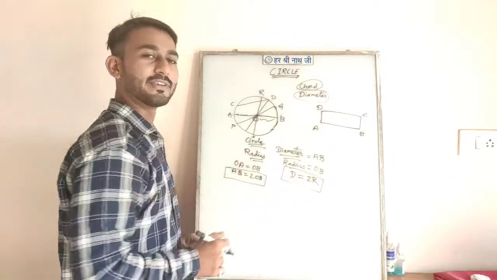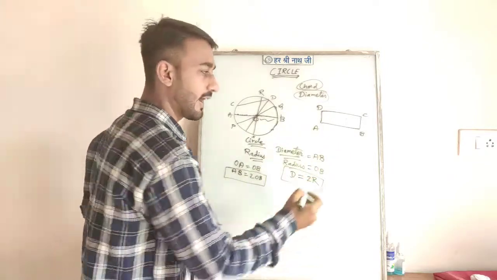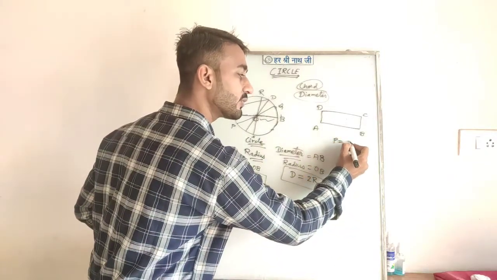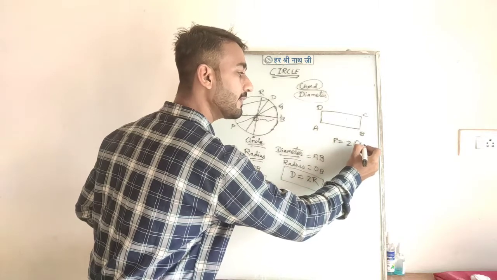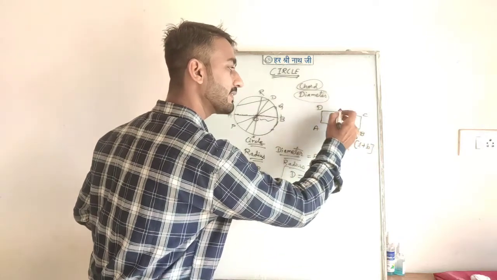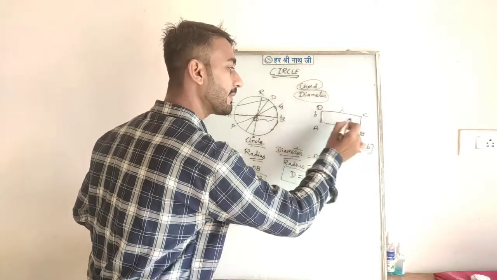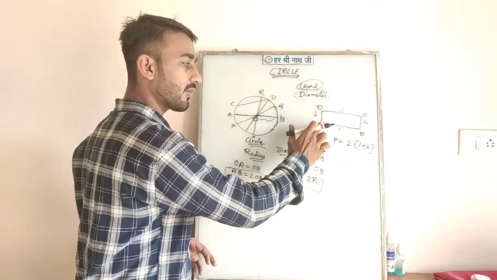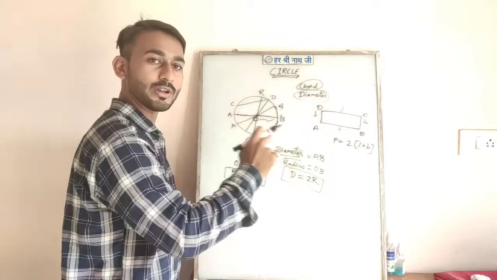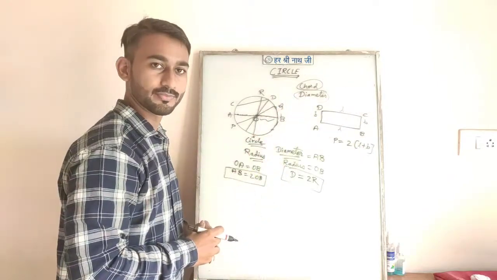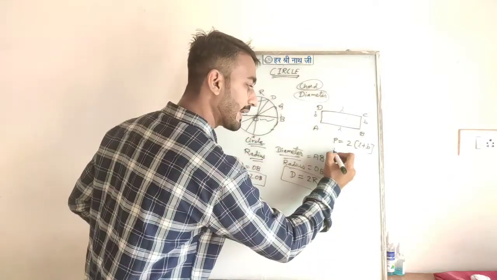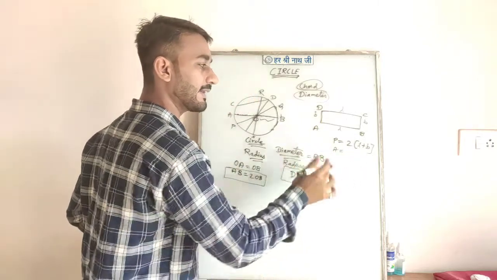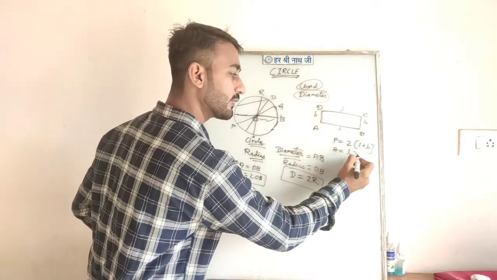Now here we used to have perimeter, and the formula for the perimeter was 2 times of L plus B, length plus breadth. This is the length and this is the breadth, right? So perimeter means the outer boundary of the rectangle. And if I talk about area, area was L into B, length into breadth.